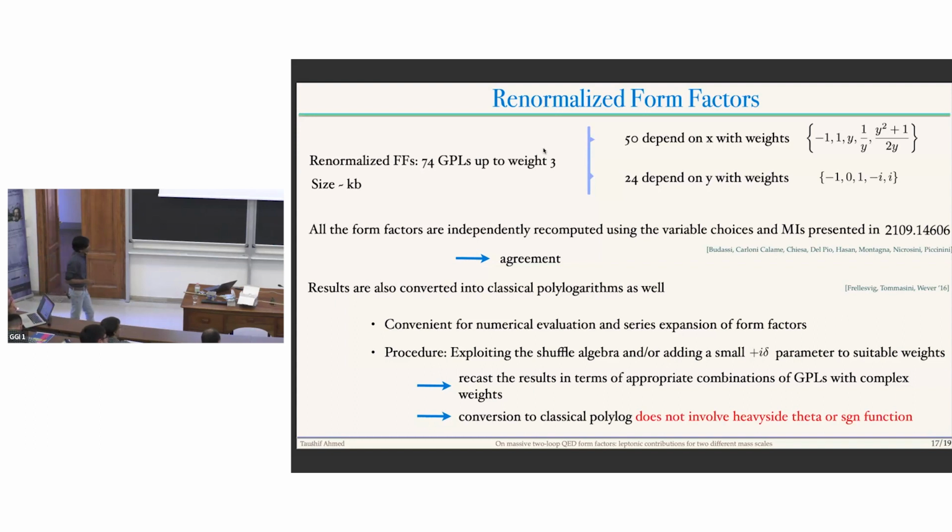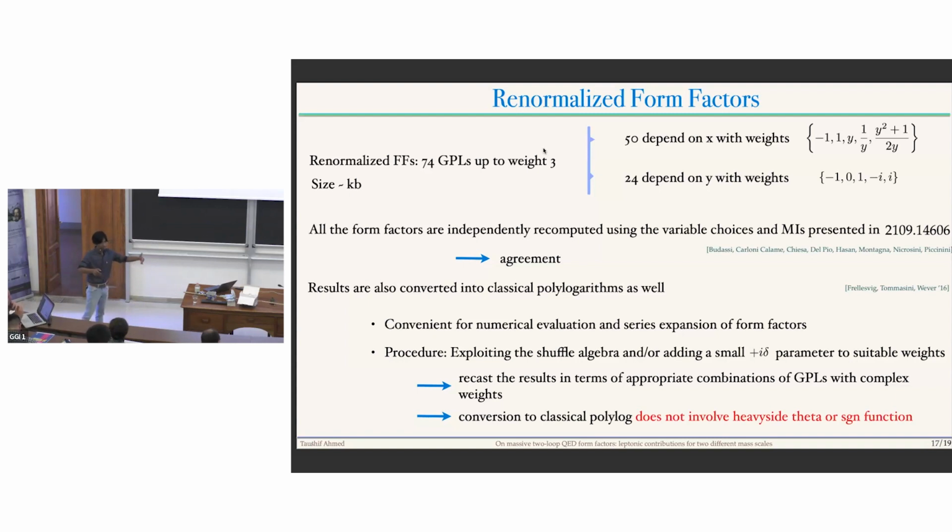After that, once we managed to get the result in terms of Goncharov polylogarithms, we also converted the result in terms of classical polylogarithms. Here we used the code given by Yalte and his collaborators, but we did a little extra, because if you directly use this code, the final classical polylogarithms that you get still have some theta functions as well as signum functions. So what we did was exploit the properties of the GPLs through shuffle algebra.